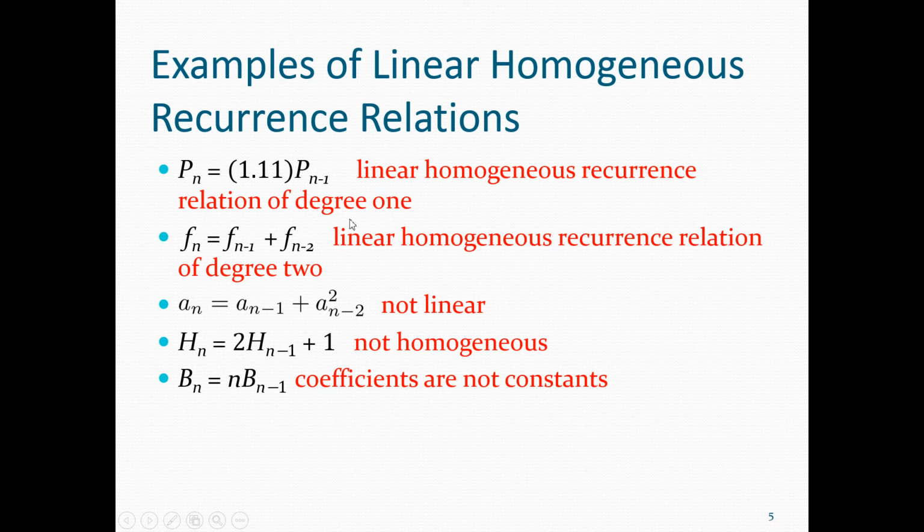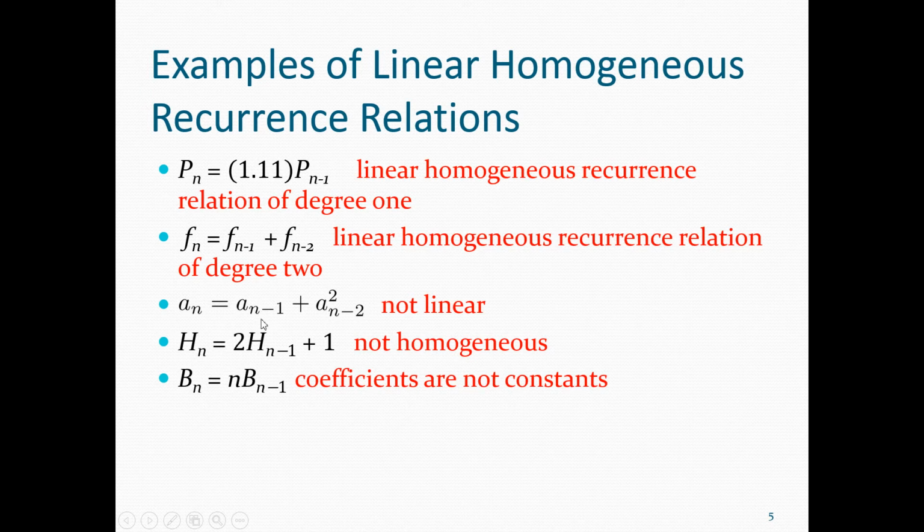There are a few examples. Pn is equal to 1.11 Pn minus 1. Here c is 1.11, that is the constant. Pn is the nth term and Pn minus 1 is the previous term. So this is a linear homogeneous recurrence relation of degree 1, because only one previous term is used to express this recurrence relation. Now, Fn is equal to Fn minus 1 plus Fn minus 2. So this is linear, this is homogeneous, and of course this is a recurrence relation of degree 2 because two previous terms are used.